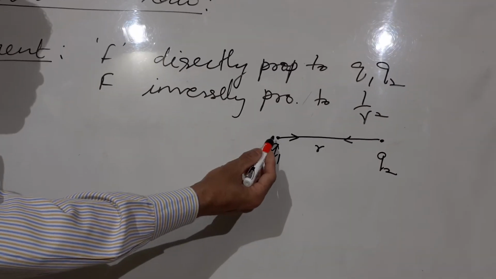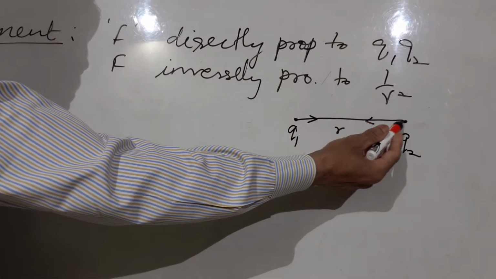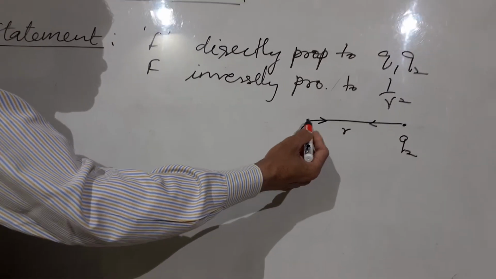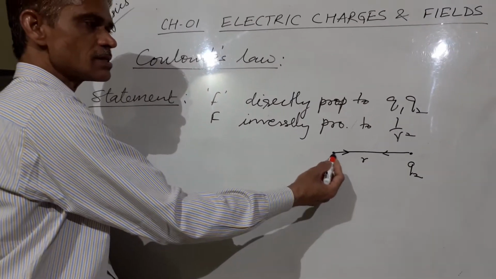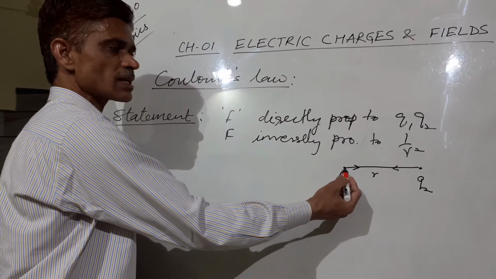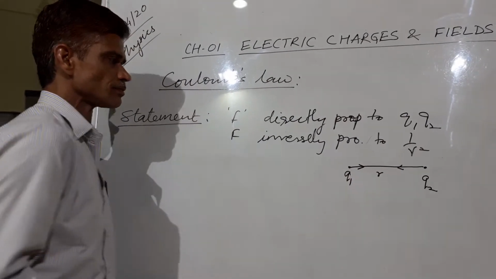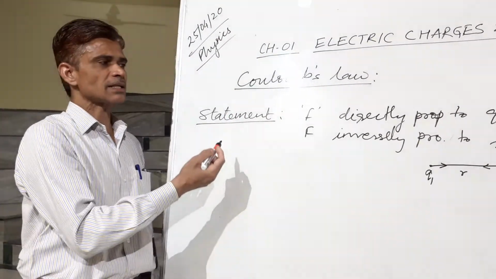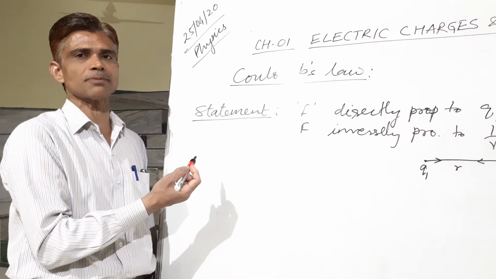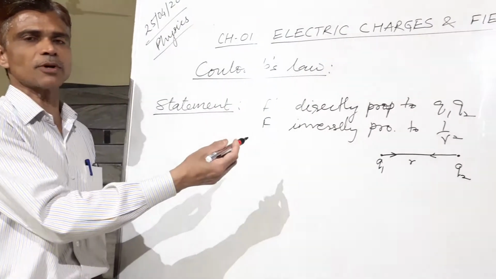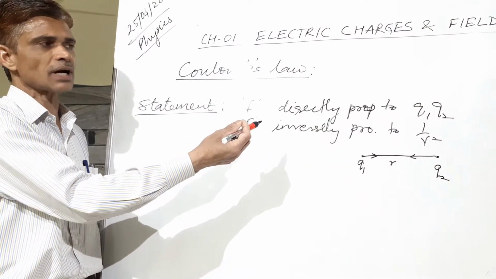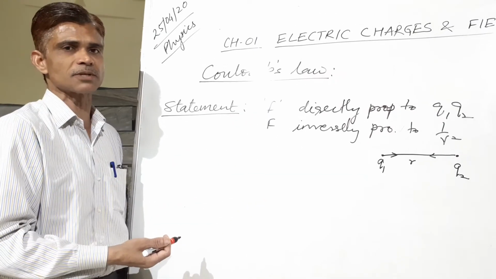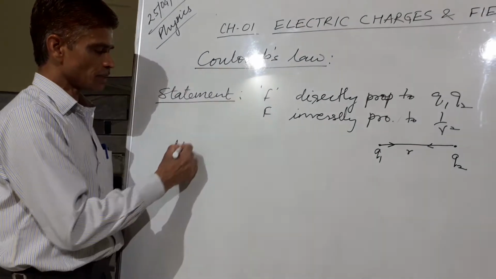So this charge attracts this charge and this charge attracts this charge. So there is a mutual force. Not only does this charge attract this charge, but this charge also attracts the first charge. So this is the statement of Coulomb's law, that is, the force of attraction or repulsion between the two charges is directly proportional to the product of the amount of charges, and inversely proportional to the square of distance between them. Now let us discuss the mathematical form.